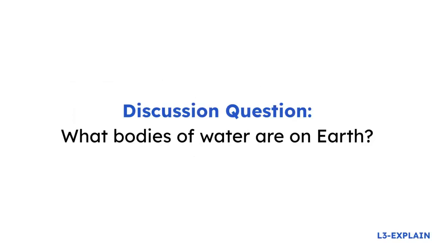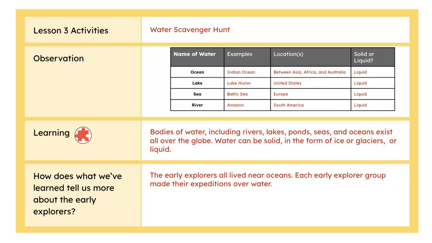For the Explain portion, you'll lead a discussion about students' observations from their scavenger hunt. You'll use the provided questions to guide the discussion around the question, what bodies of water are on Earth? The goal of this discussion is to identify and describe different bodies of water on Earth and make connections between the early explorer regions and the bodies of water they used.